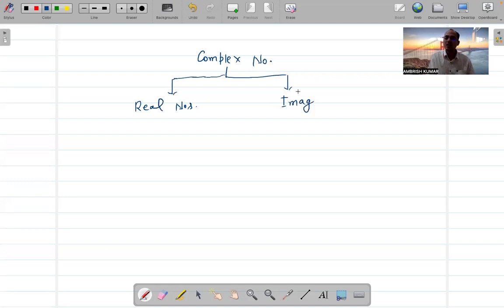Now, we are already familiar with real numbers. We already know all the natural numbers, all the rational numbers, all the irrational numbers, decimals, fractions, integers, whole numbers, all comes under the category of real numbers. And then we have one type of number, that is our imaginary number.